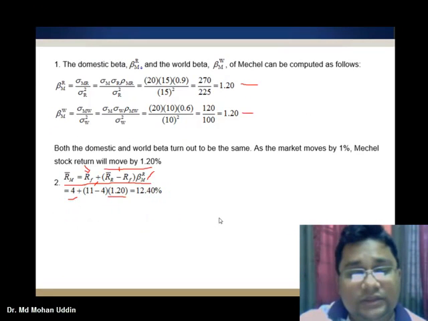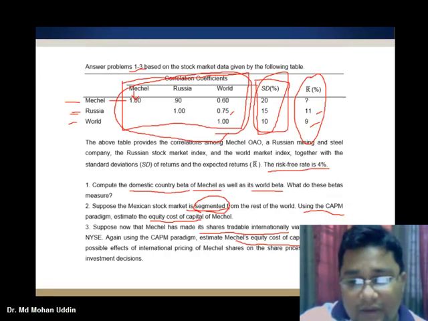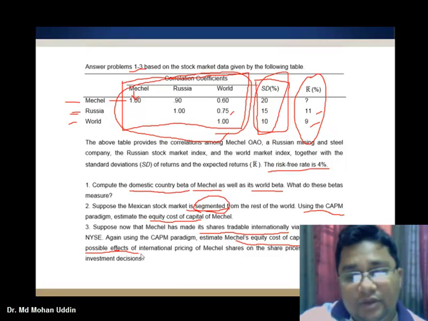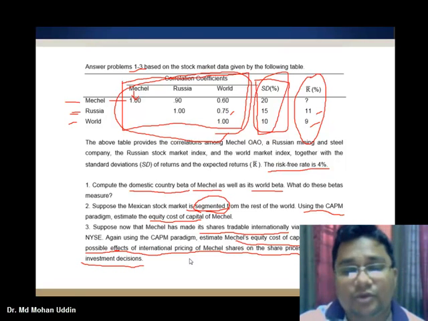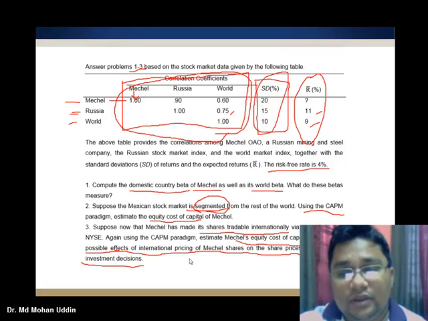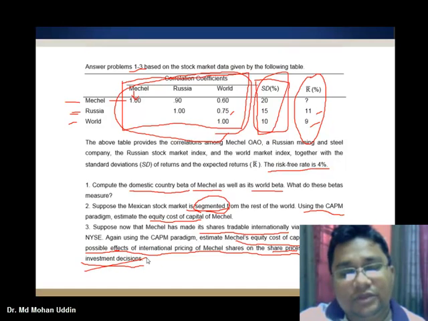The second part of question 3 is to discuss the possible effects of international pricing of Michelle shares on the share prices and the firm's investment decision. So what are the possible effects? We have to discuss two things: one is the effect on the share price and the other is the effect on the investment decision.